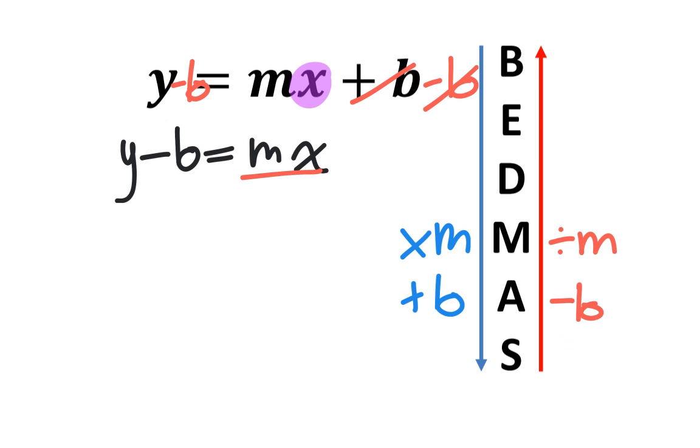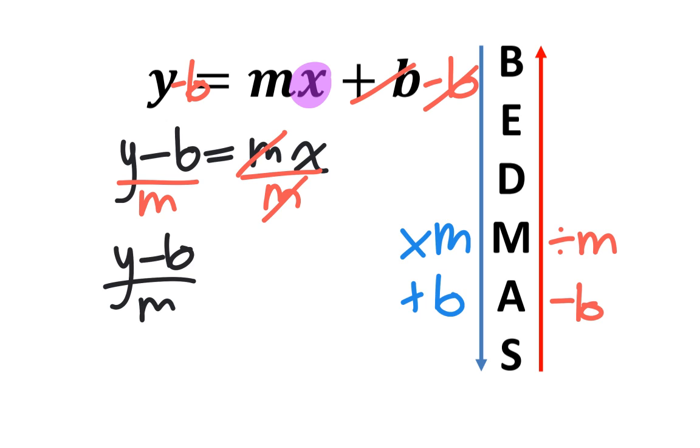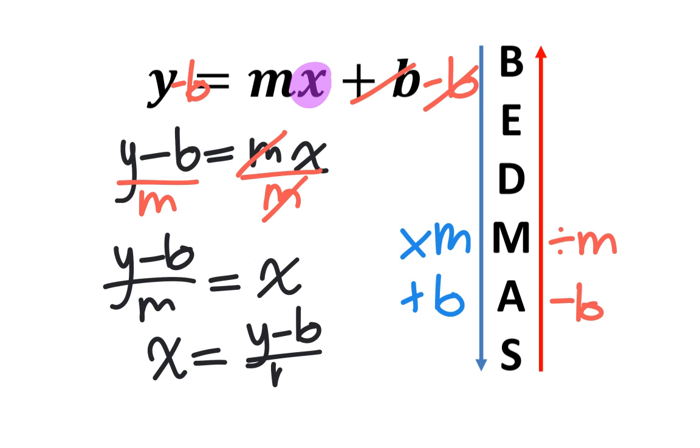So over here, I'm going to divide by m. Remember, a fraction is the same thing as division. And what you do to one side, you must do to the other side. Moreover, opposites cancel out, since multiply by m and divide by m are opposites. On my left, I have y minus b over m equals x. Now, since we read from left to right, let's clean this up a little bit. I'm going to rewrite this as x is equal to y minus b over m.